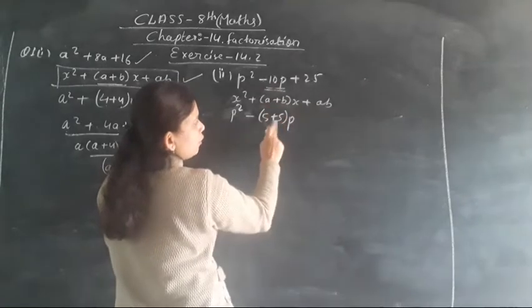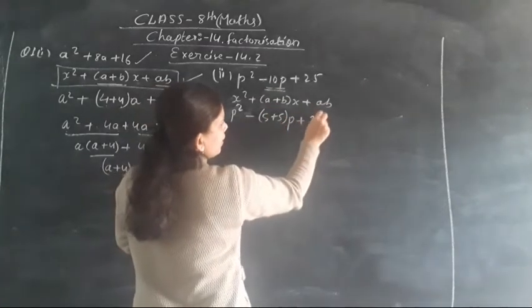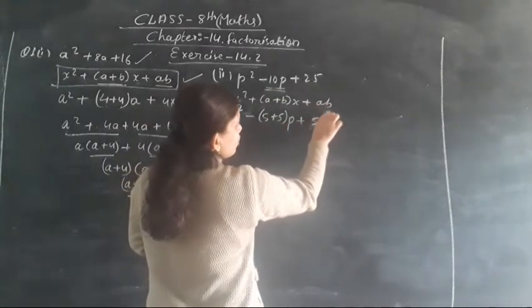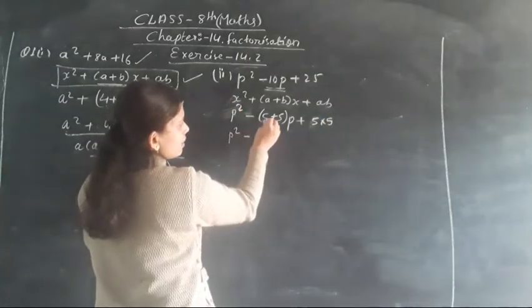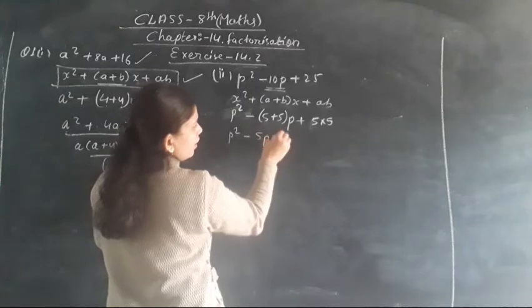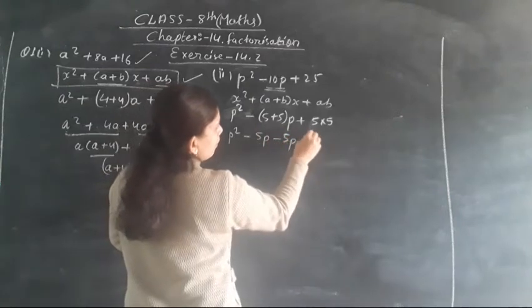5 plus 5 is 10 and 5 into 5 will be 25. Will it be like this? Of course it will be like this. Clear? Now p square minus 5p, again minus 5p plus 25.